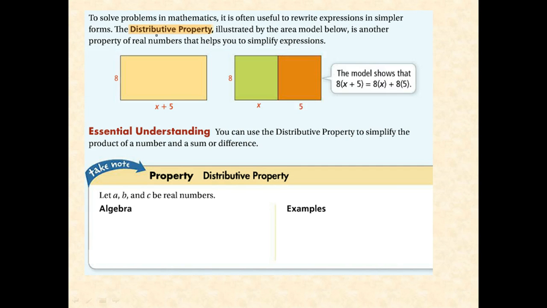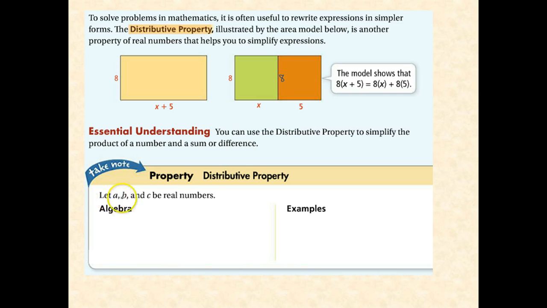So, here's an area model that shows you that the number 8 times the sum x plus 5 is the same as 8 times x plus 8 times 5. That's kind of cool. Did you know that you can use the distributive property to simplify the product of a number and a sum or difference? What does that even mean?